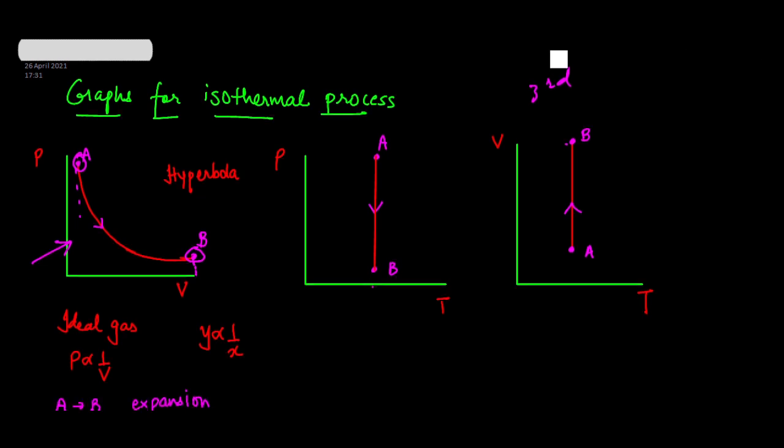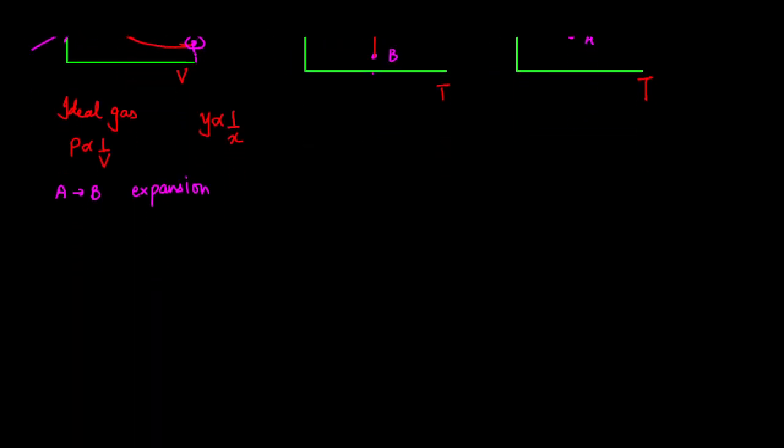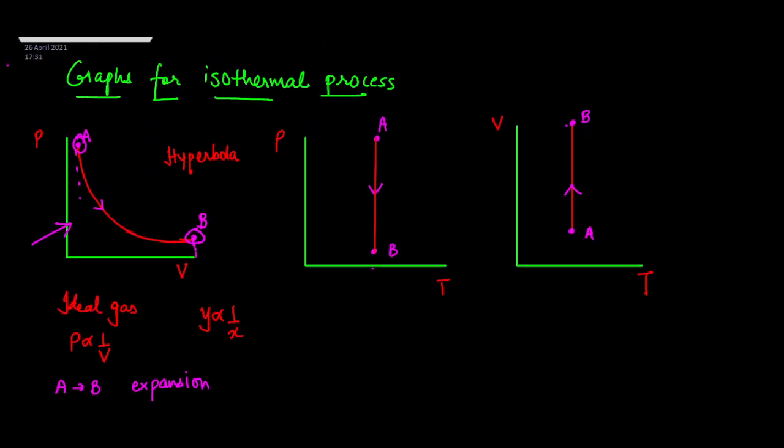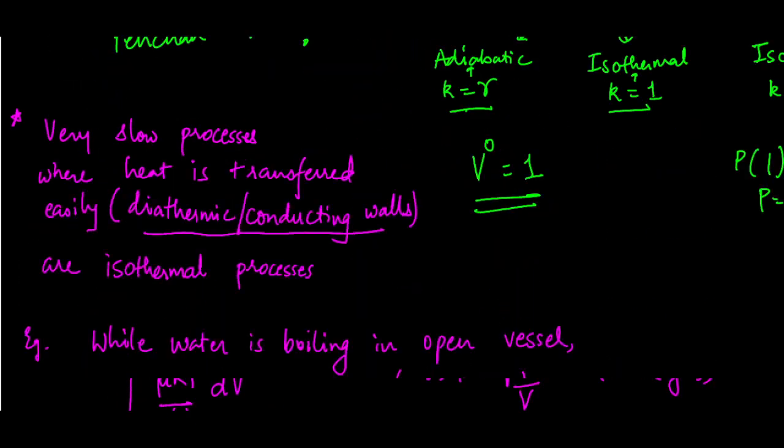Fine. So these are the graphs for isothermal process. ચલો હવે, એક સેન્ટેન્સ જ્યાં આઇસોથર્મલ પ્રોસેસ લખ્યું ને ત્યાં લખી નાખો. This is all isothermal process, I believe.